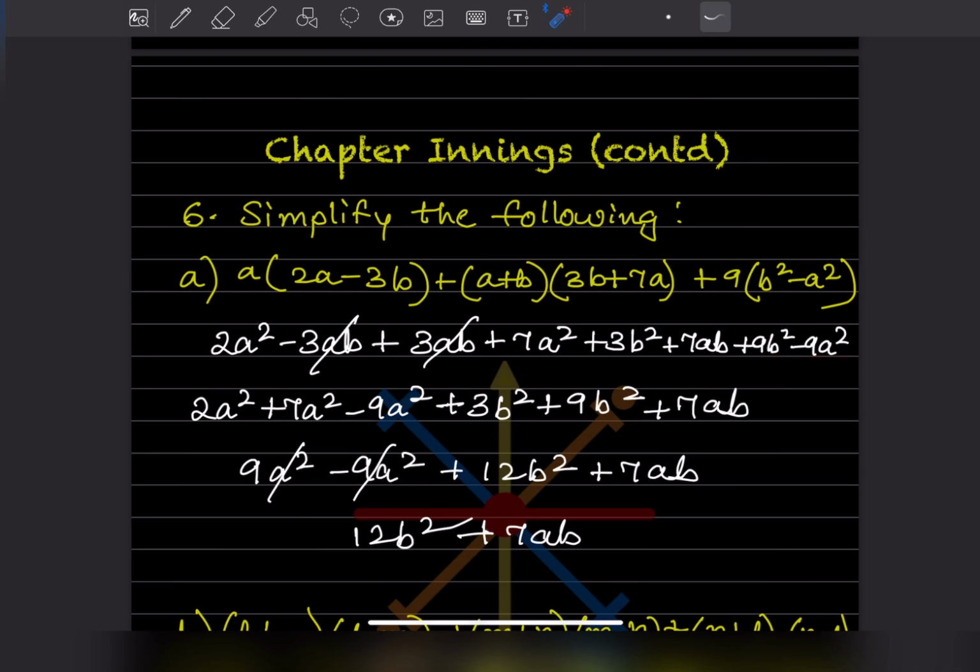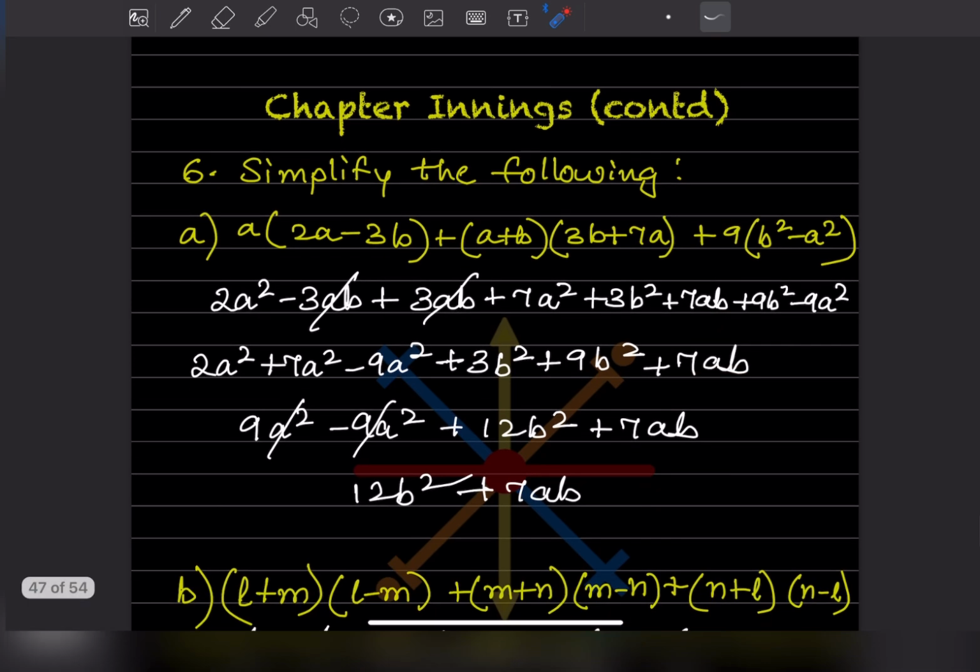First, what we can do, minus 3ab plus 3ab will get cancelled. Then we'll bring the like terms together. That will be 2a square plus 7a square minus 9a square. That is together over here. Then we can see here 3b square and 9b square. That is here. And now what is left? That is just alone, that is plus 7ab.